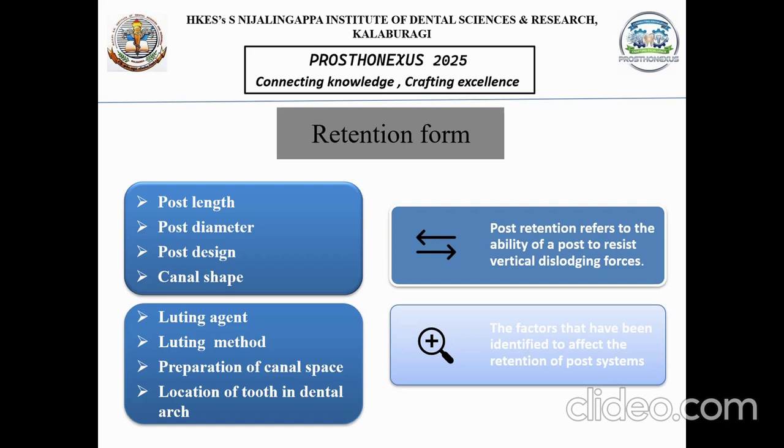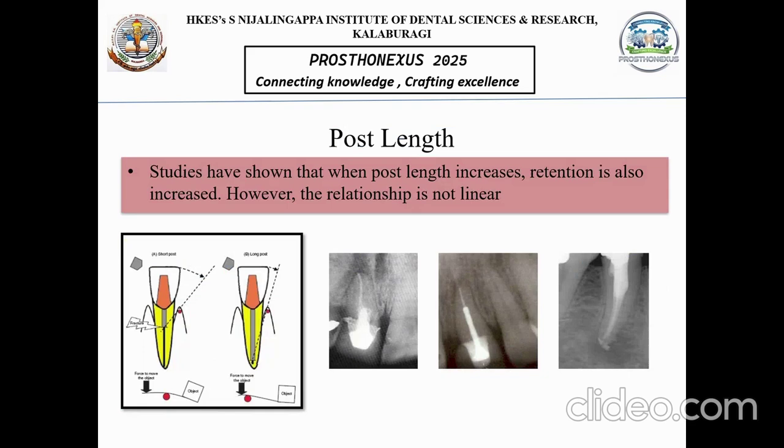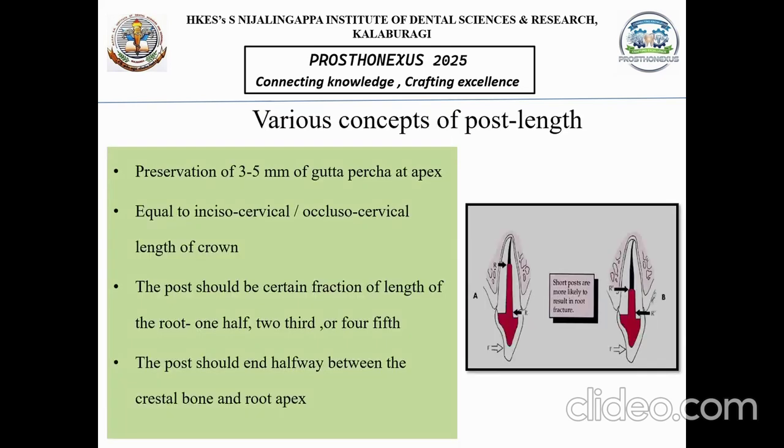These are the factors that have been identified to affect the retention of the post system. So you can summarize that these are the gross factors that can affect retention of the post system. Post length: if you go deep into the literature, it shows that when the post length increases, retention also increases. However, the relationship is not linear.